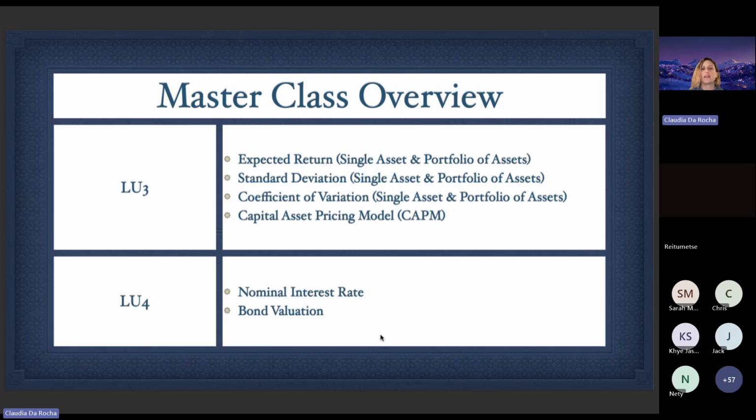So there are 2 main calculations in this learning unit 4: your nominal interest rate and your bond valuation. A nominal interest rate being how do you calculate a rate that's inclusive of inflation, and then bond valuation, how do we value bonds if we want to invest in them. So it's from an investor's perspective.